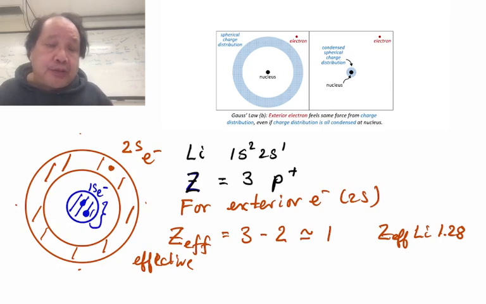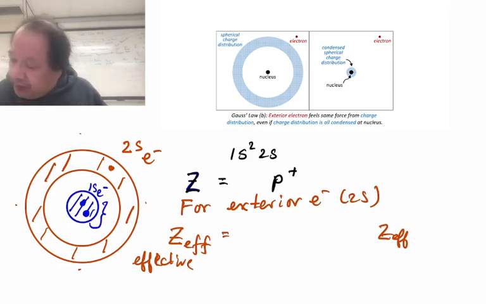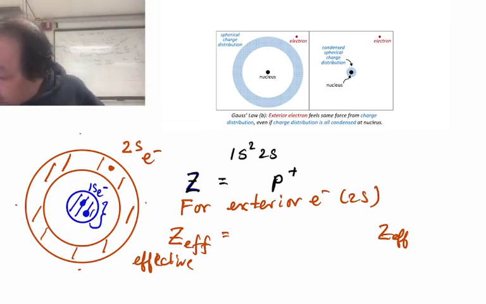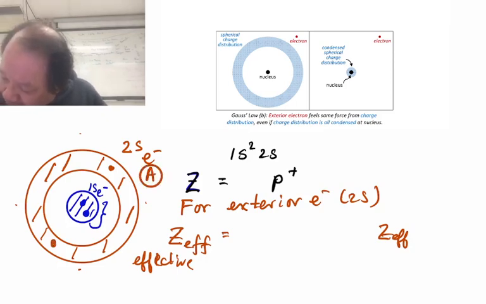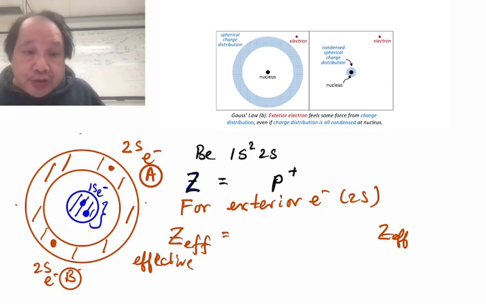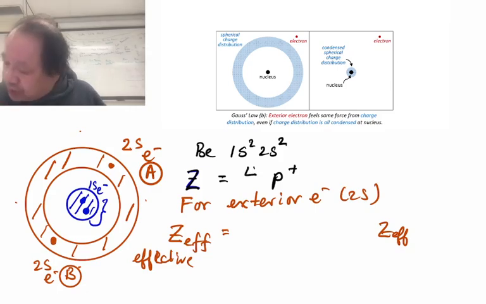And now we can consider another case. Let's consider beryllium. And beryllium is 1s2, 2s2. So there are going to be two 2s electrons. I'll call this the 2s electron A, and over here there'll be a 2s electron B. So its electron configuration for beryllium is 1s2, 2s2. And beryllium has 4 protons.